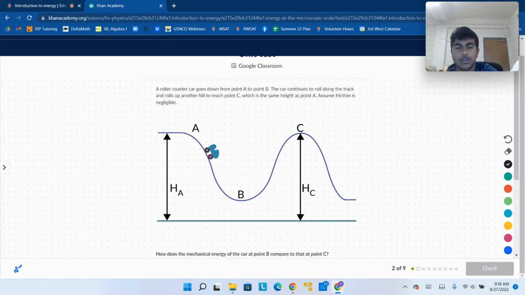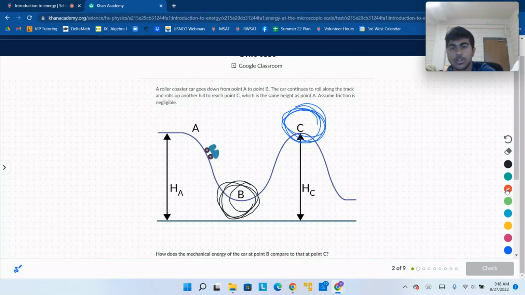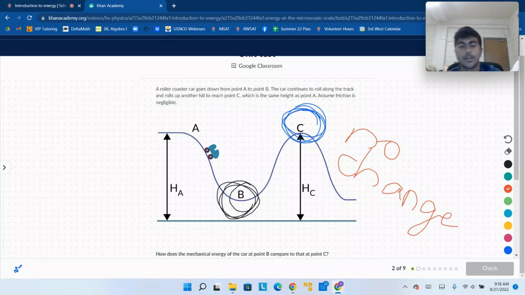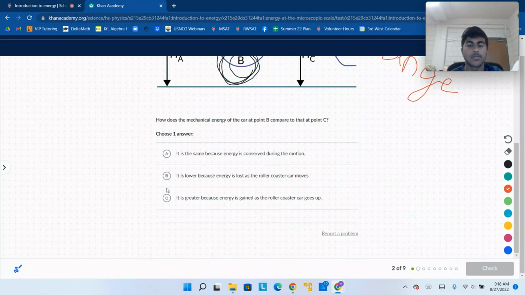You're just going to have it transferred from a lot of kinetic energy and low potential energy to low kinetic energy, technically zero kinetic energy, and a lot of potential energy. So there's no change. You're just changing what type of energy it is, but you're not getting rid of mechanical energy at all. So it's the same because energy is conserved during the motion.